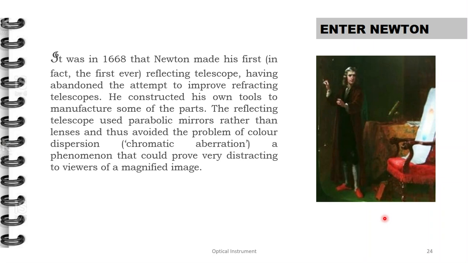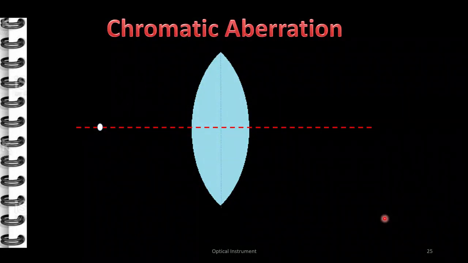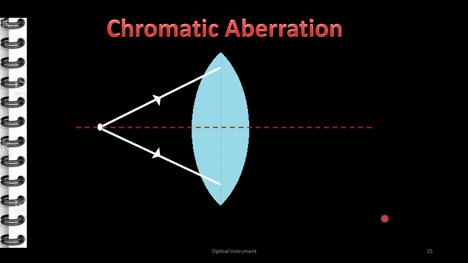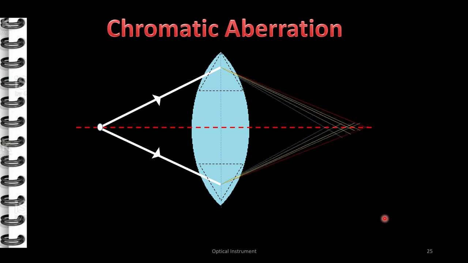Before we study how the reflecting type telescope works, let's first understand what chromatic aberration is. When white light passes through the objective lens of the refracting type telescope, it disperses, because if we closely look at the cross section of the objective lens, each section acts as a prism on its own. Hence, when white light passes through the prism, it undergoes dispersion, and instead of obtaining one sharp image, we obtain a band of colors.